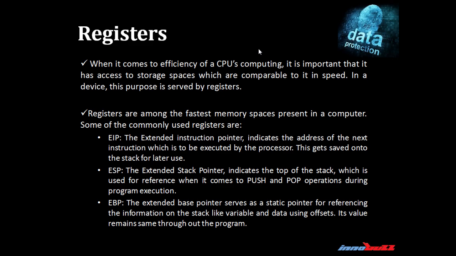Some of the commonly used registers are EIP, the extended instruction pointer, which indicates the address of the next instruction which is to be executed by the processor. This gets saved onto the stack for later use. Next is ESP, the extended stack pointer, which indicates the top of the stack, which is used for reference when it comes to push and pop operations during program execution. The next would be EBP, the extended base pointer, which serves as a static pointer for referencing the information on the stack, like variables and data, using offsets. Its value remains the same throughout the program.